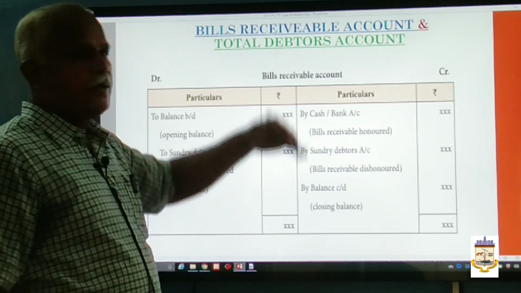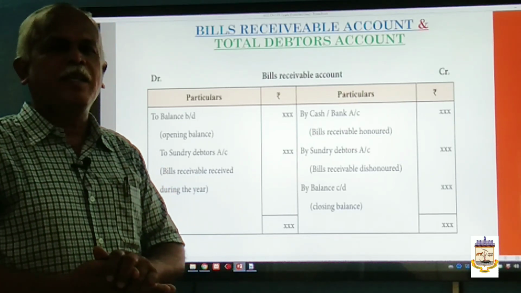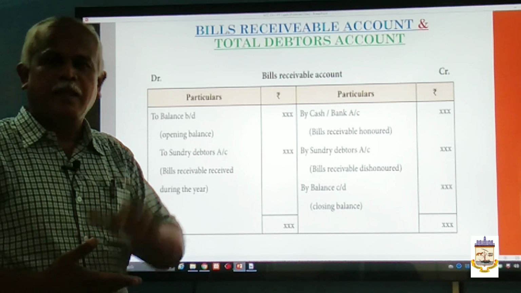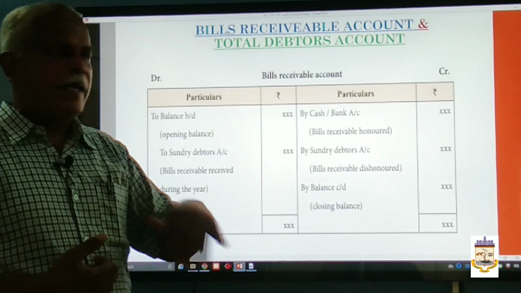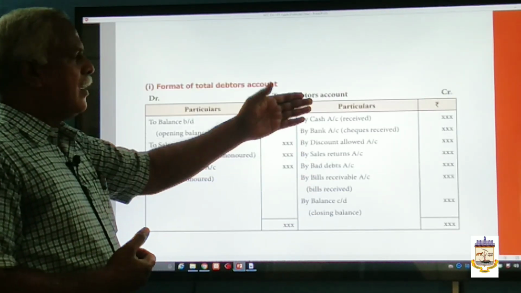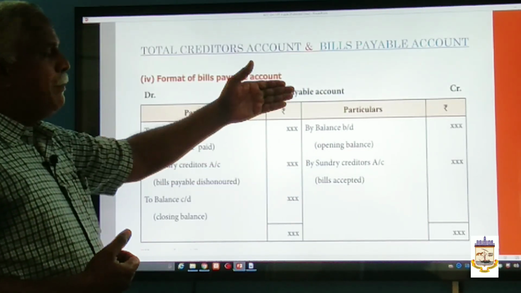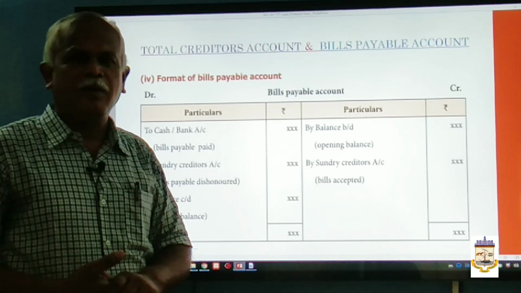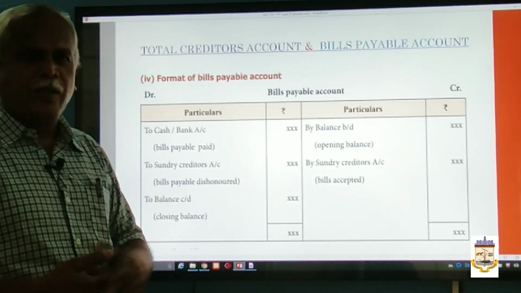Now coming to the next, to find out the total purchases made, we know from the cash book that is cash purchase, and by preparing bills payable account and total creditors account, we are going to find out credit purchases. Now let us see about it.